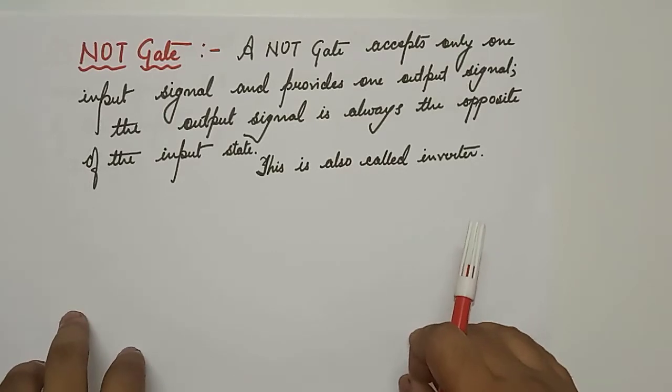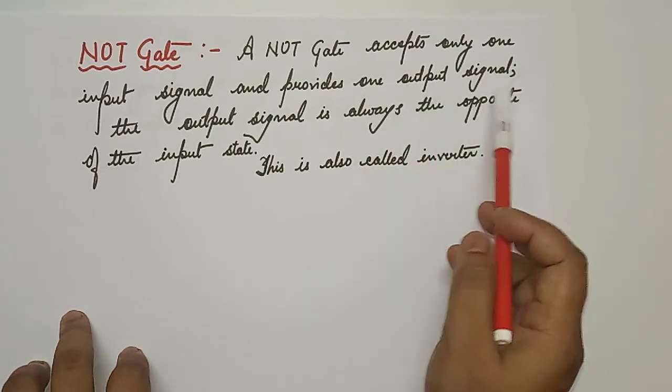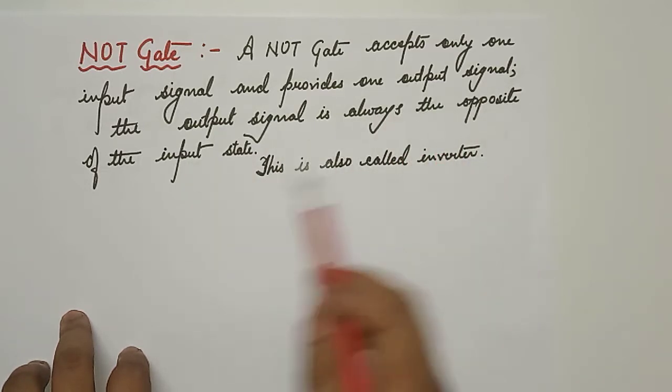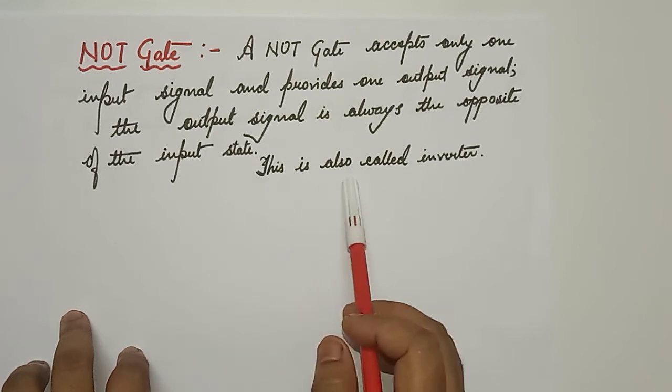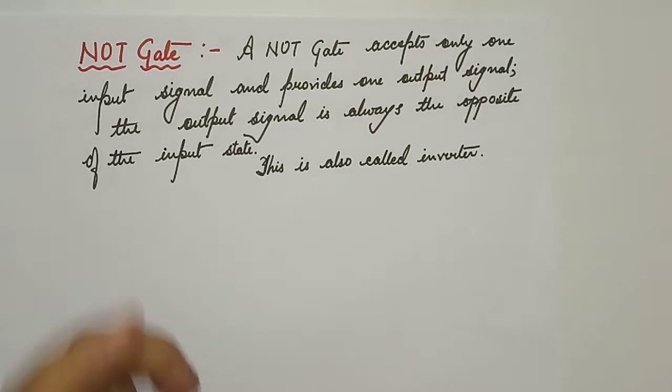NOT gate. A NOT gate accepts only one input signal and provides one output signal. The output signal is always the opposite of the input state. This is also called an inverter. Let's understand with a truth table.